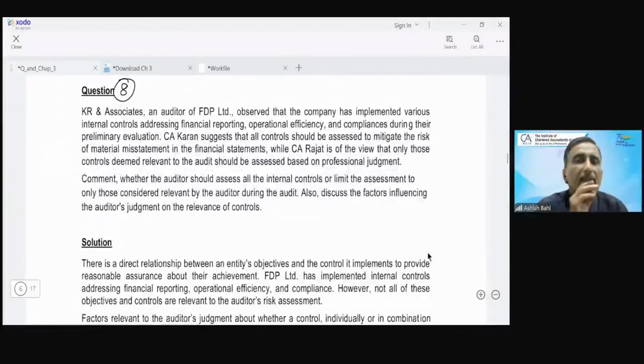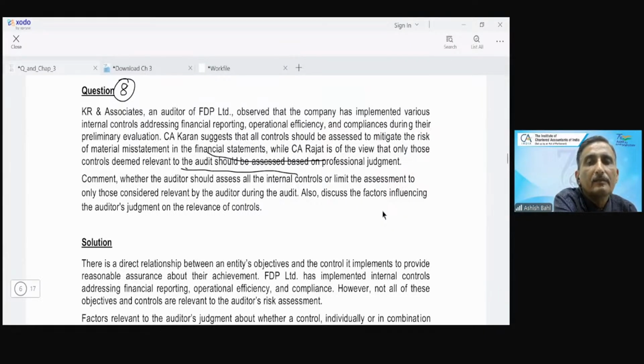And see question number 8, students. Read this. KR and Associates observed that the company has implemented various internal controls. So internal controls, we already know these deal with 4 things: achievement of organizational objectives regarding reliability of financial reporting, effectiveness and efficiency of operations, safeguarding of assets, and compliance with regulations. CA Karan suggests that all controls should be assessed to mitigate the risk of material misstatements in financial statements. While CA Rajat is of the view that only those controls deemed relevant to the audit should be assessed.